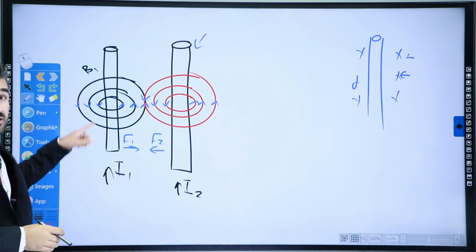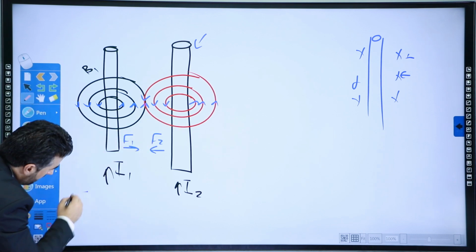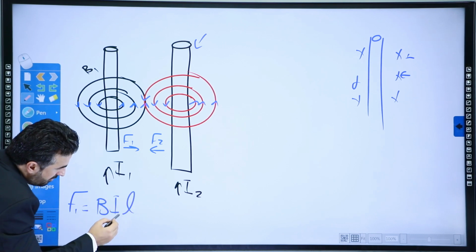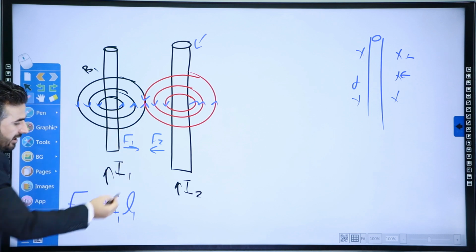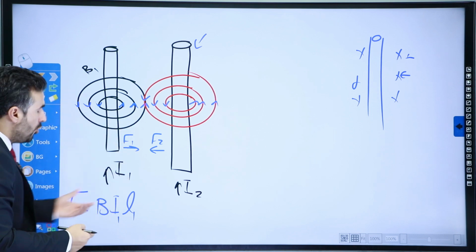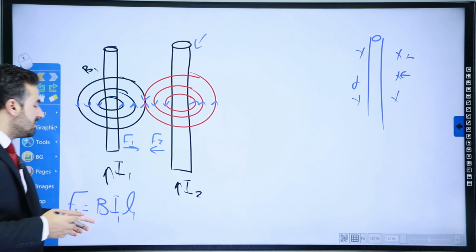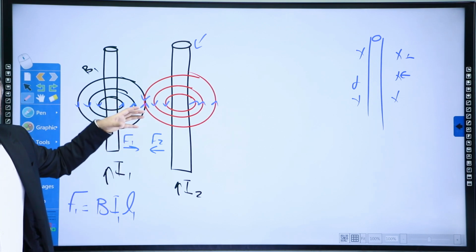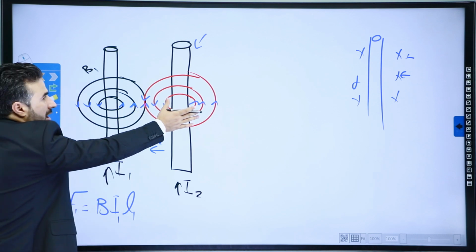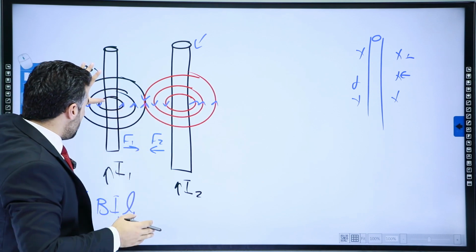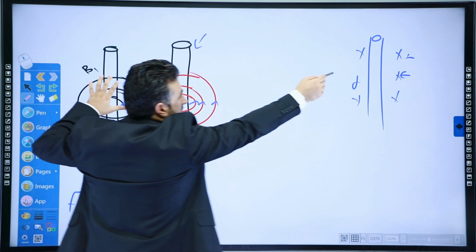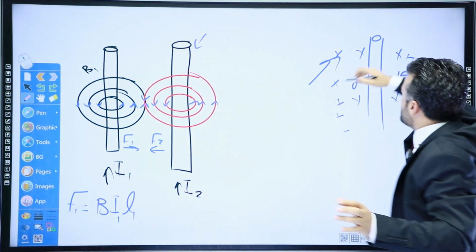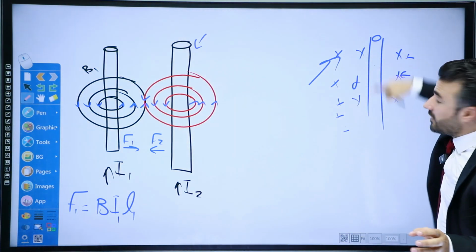If we want to find the force on the first wire, we're going to write F1 equals BIL, remember. These are for current 1, and L1 you can say. But where does this magnetic field come from? What magnetic field causes this wire to experience a force? That is this wire right here. It's almost like this wire is inside that magnetic field. Remember, this magnetic field is not induced by this one here.